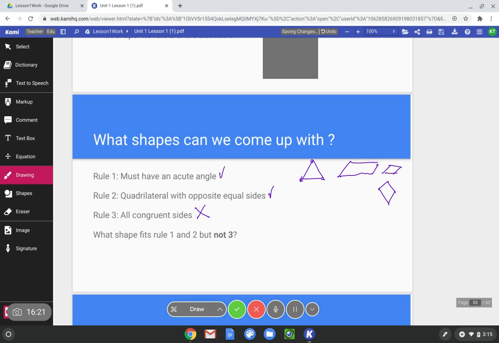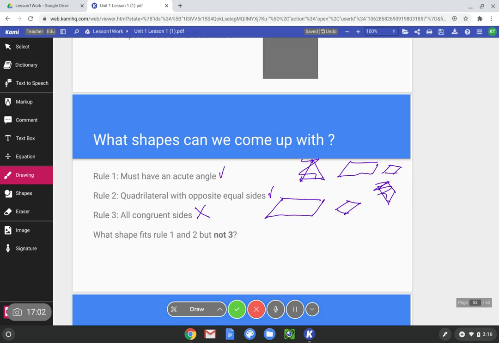Okay, now let's go on to Rule 2. A quadrilateral with opposite equal sides. Oh, okay, well, that takes out triangle and rhombus. Because with the rhombus, adjacent sides are equal in length, but not opposite. So what are we left with? We are left with a parallelogram. That fits Rule 1, have an acute angle and quadrilateral with opposite equal sides. Yeah, and a rhombus. Those fit both Rule 1 and 2.